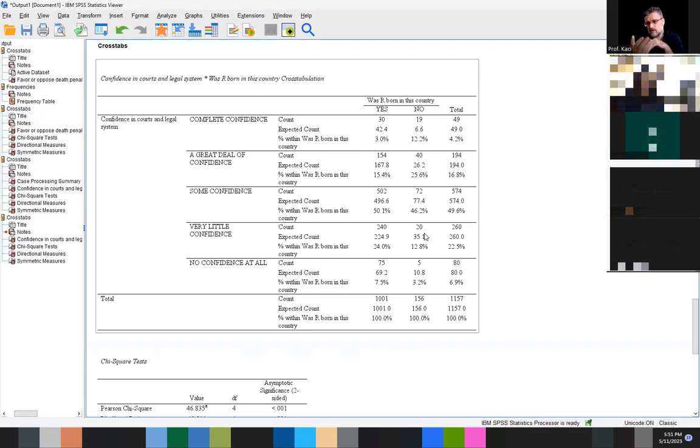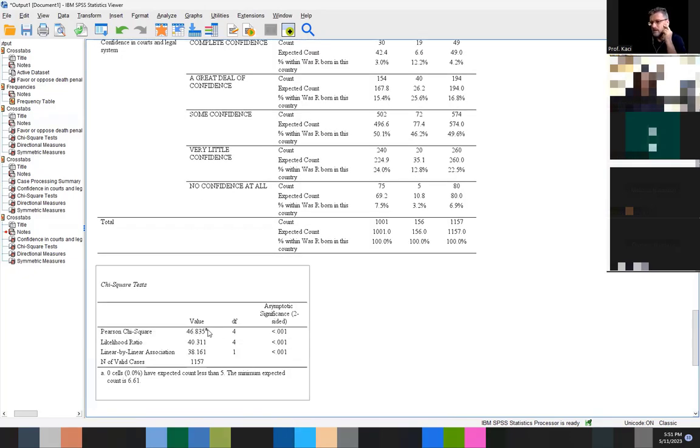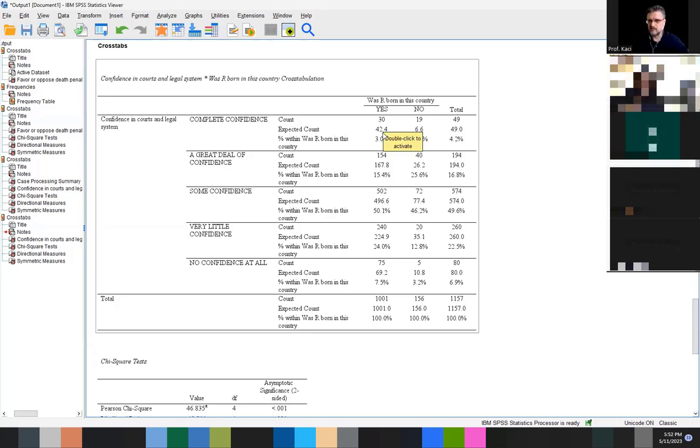Okay, I'm going to go to the chi-square test. Oh, it's right here, and I didn't even look at it. But look at this value. Oh, and also the expected counts. Okay, we would expect a lot more people born in this country to have complete confidence, but only 30 have. So we would expect about 43 people, only 30 are found in the sample. And we would expect fewer people to have complete confidence from those who are not born in this country, but we have a lot more.